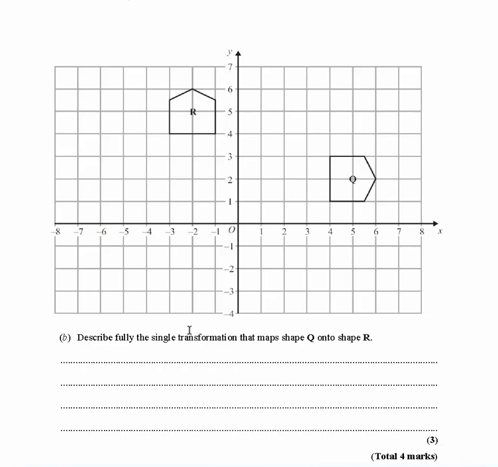Describe fully a single transformation that maps Q onto shape R. Okay, so you need to decide what transformation that is. Well, it's not a translation because it's leant over. So it's either a reflection or it's a rotation. If it's a reflection, you need to know where the mirror line is. If it's a rotation, you need to say three things. You need to say rotation, you need to say how much you're going to rotate it by, and don't forget to say clockwise or anti-clockwise, and you also need to give the center of rotation.